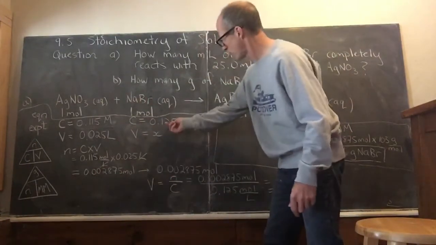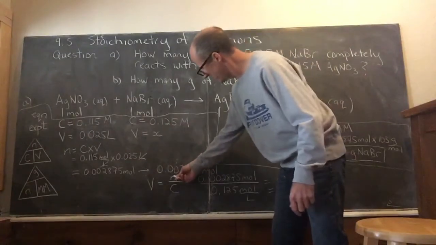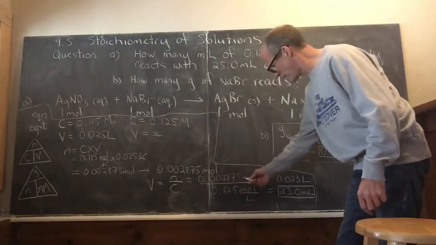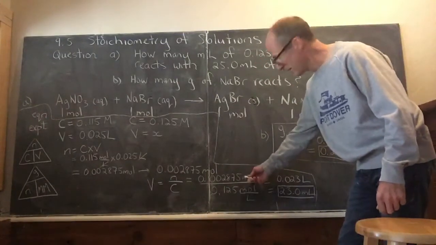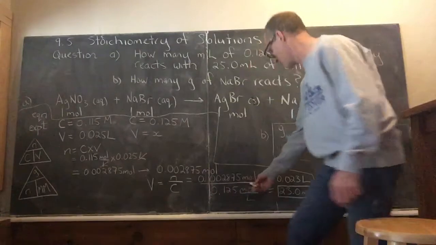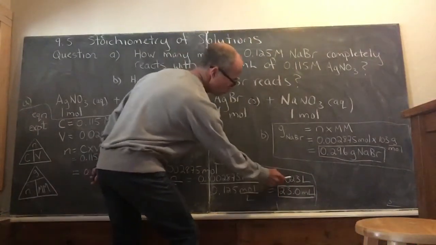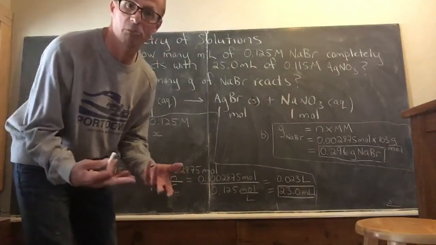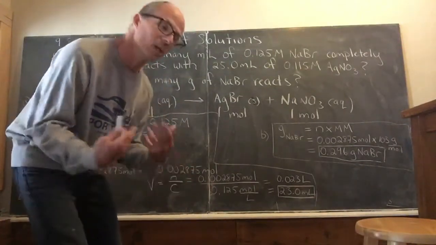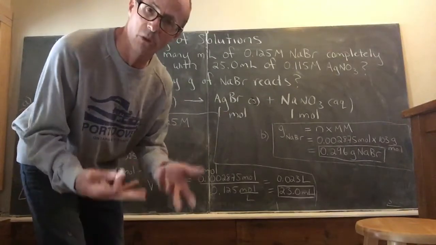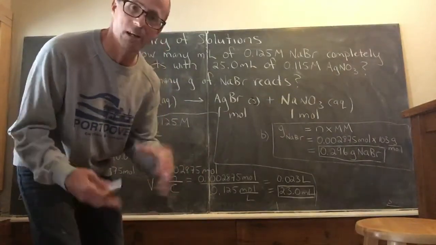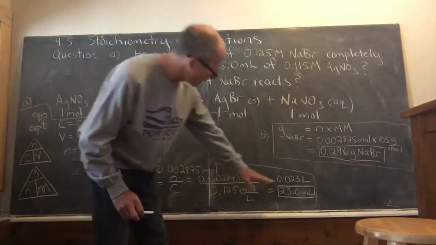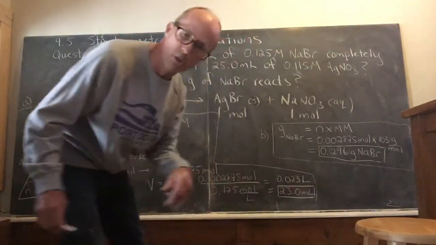and we had concentration originally. So V is n over C. We plug it in, our 0.002875, the number in the calculator, divided by 0.125 gives us 0.023 liters. Now, 0.023 liters doesn't mean a lot to most people. We in the lab typically convert to milliliters because we can envision a milliliter amount. So multiply that by 1,000 and we get 23.0 mL.